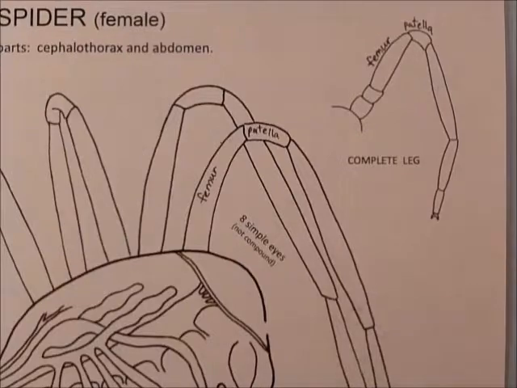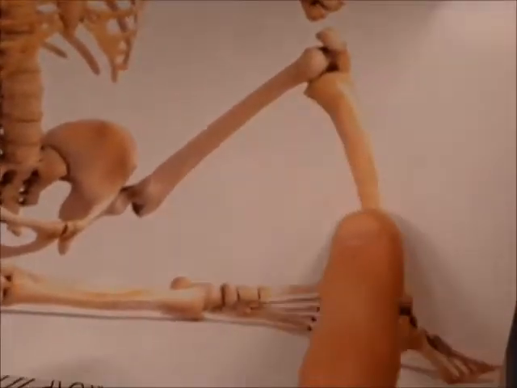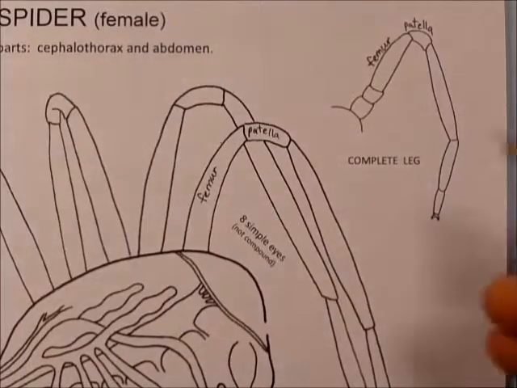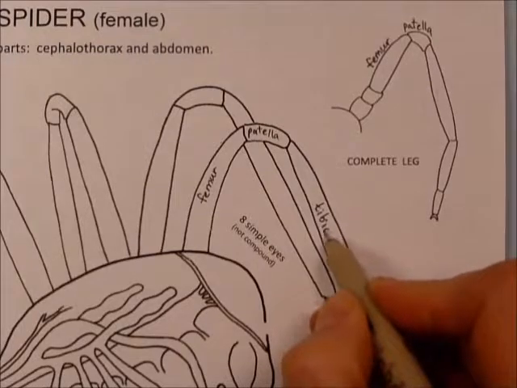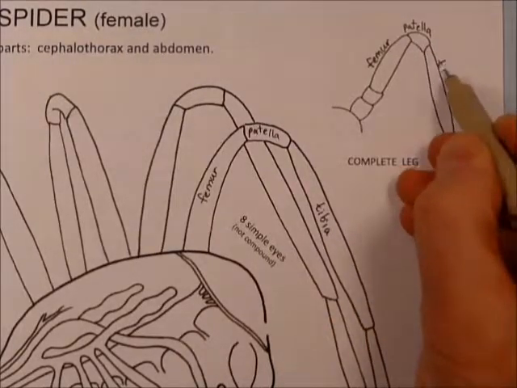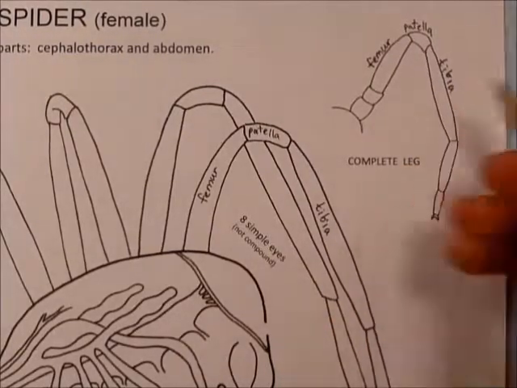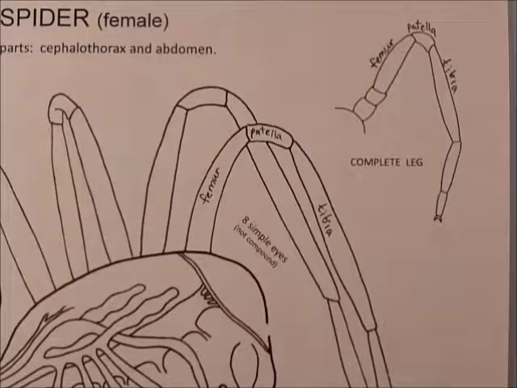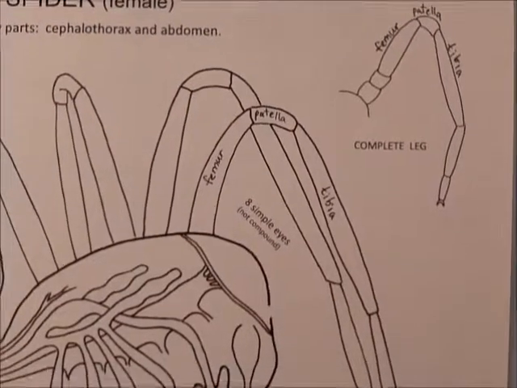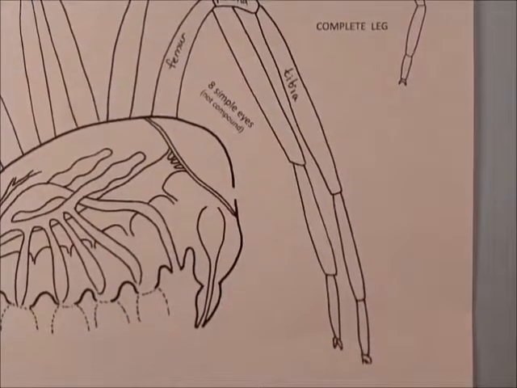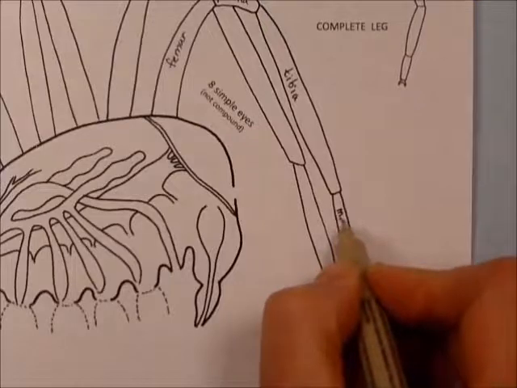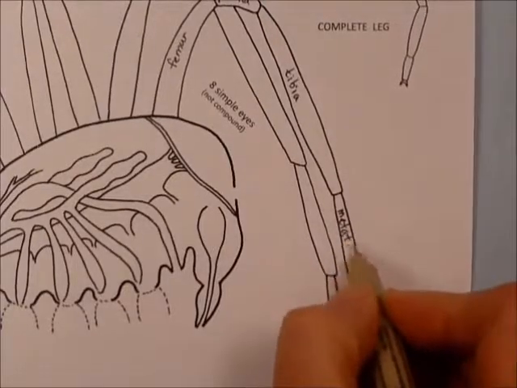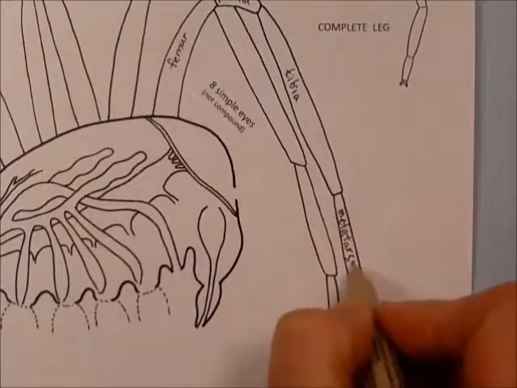And then this would be the tibia. And that would be like this bone right here. T-I-B-I-A. Now the next segment is the metatarsus. M-E-T-A-T-A-R-S-U-S.